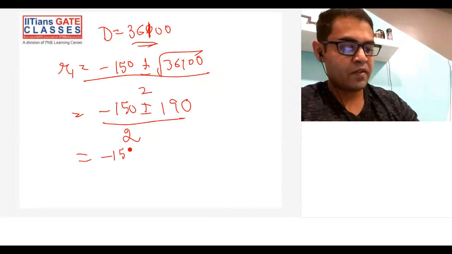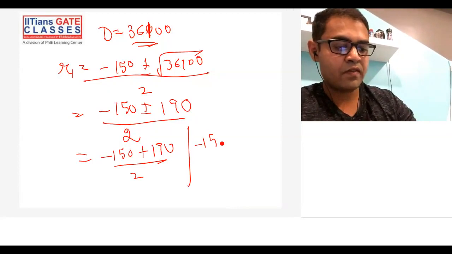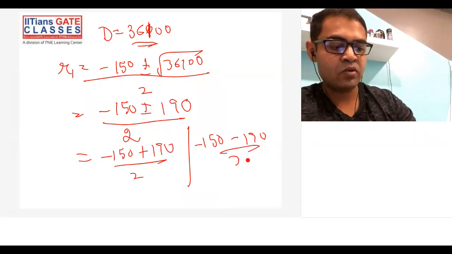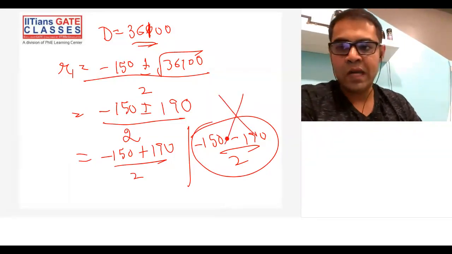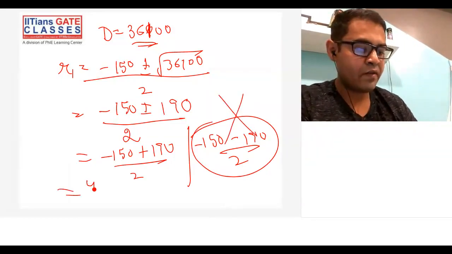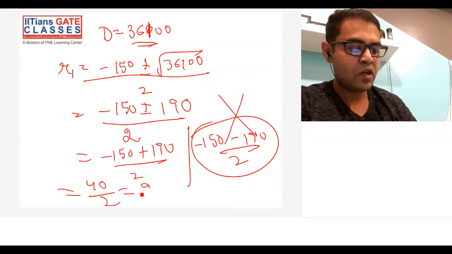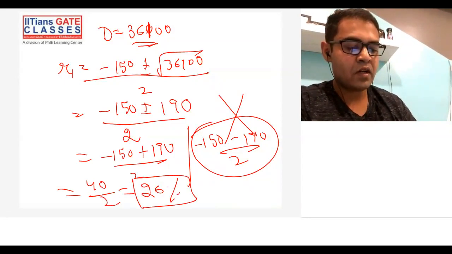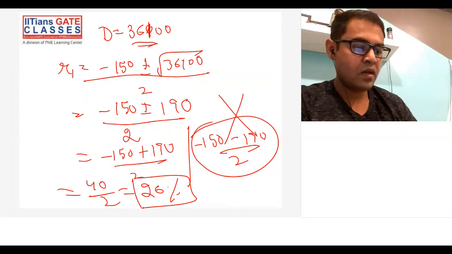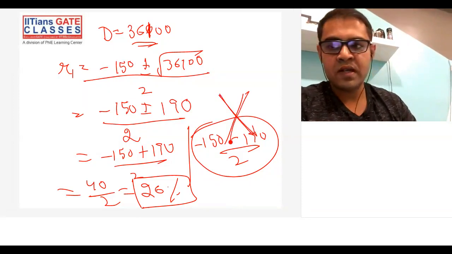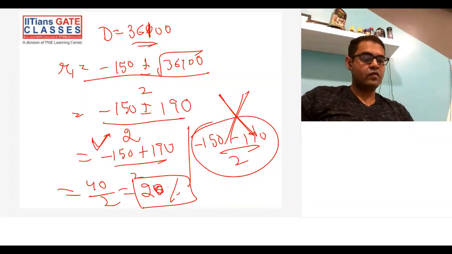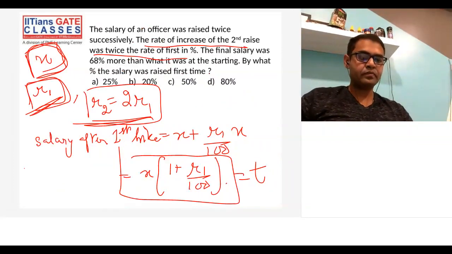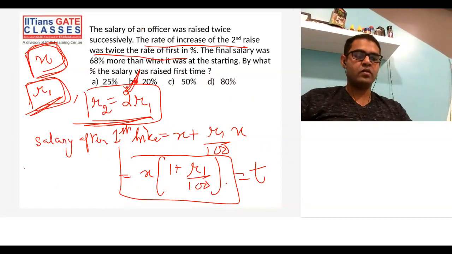So minus 150 plus 190 by 2, this is one of the roots. Minus 150 minus 190 by 2 is the other root. This will give you a negative R, so it will not be applicable. Here you'll get a positive R, which is 40 by 2, which is 20. So R is nothing but 20%. Make sure you discard the negative value and keep the positive one. This is 20%. If we go back to the question, option B is right.